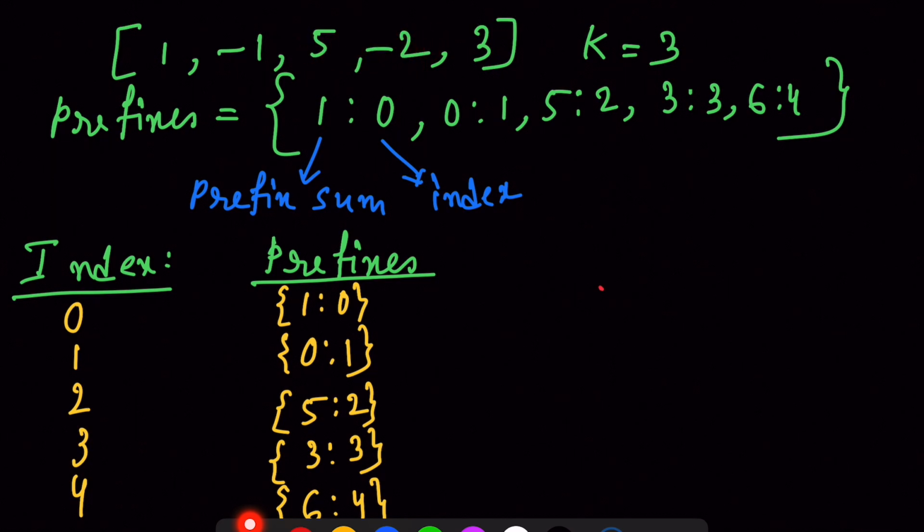Next we will move to index 4. Here the prefix sum is 6, right, at index 4. Now 6 minus k, 6 minus 3, is 3. Is 3 present here? It is present at index 3. That means till the third index the prefix sum is 3, and at index 4 the prefix sum is 6. So that means subarray 4 to 4, the element nums[4] alone, has the value k.